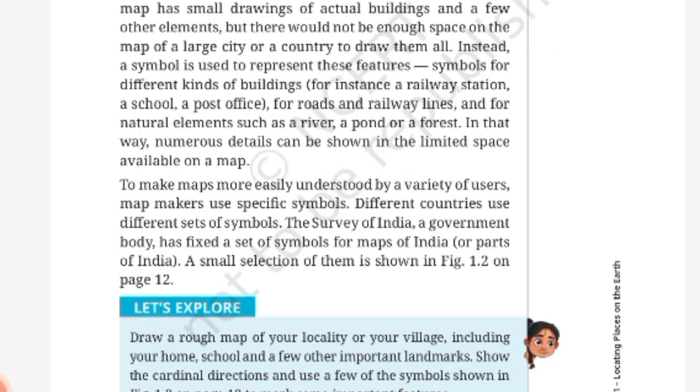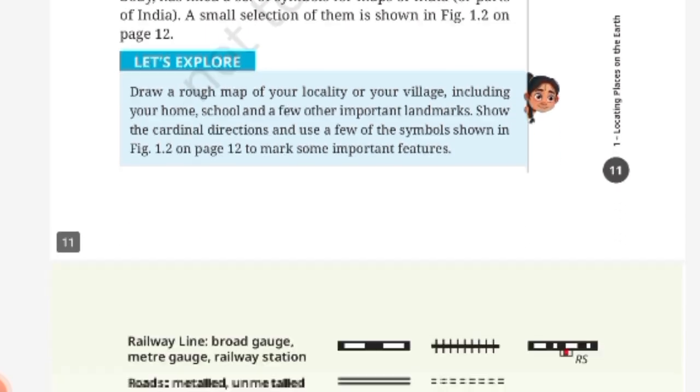Symbols also make maps more easily understood by a variety of users. Map makers use specific symbols. Different countries use different sets of symbols. The Survey of India, a government body, has fixed a set of symbols for maps of India or parts of India. A small selection of them is shown in figure 1.2 on page number 12.